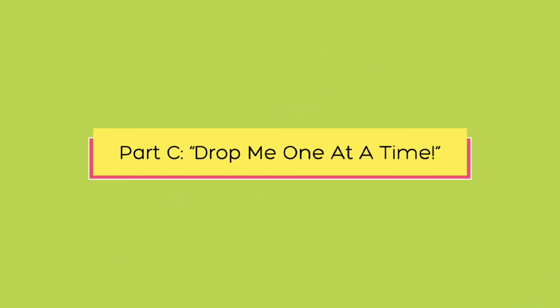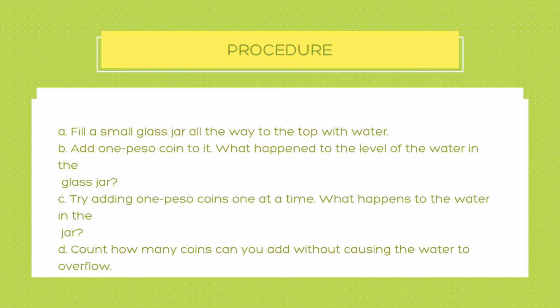Part C. Drop me one at a time. Procedure: A. Fill a small glass jar all the way to the top with water. B. Add 1 peso coin to it. What happened to the level of the water in the glass jar? C. Try adding 1 peso coins one at a time. D. Count how many coins you can add without causing the water to overflow.